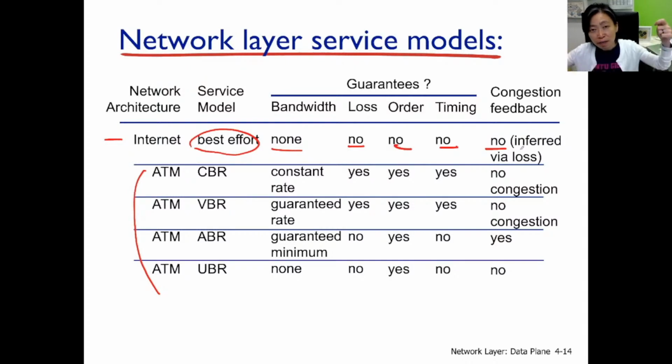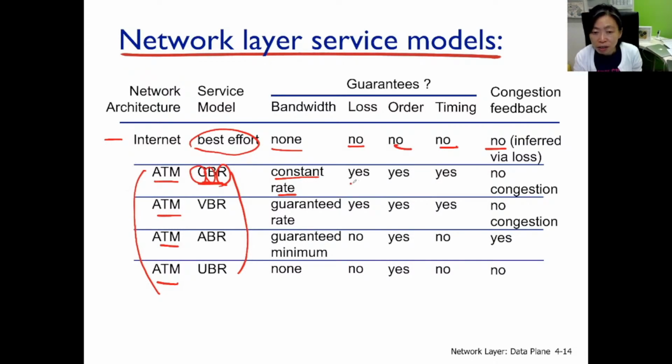It's in fact being inferred from the transport layer between the TCP sender and receiver. Now ATM, quite sophisticated, actually provides a spectrum of service models. CBR stands for constant bit rate service. It guarantees a constant rate, so this is perfect for constant data streams.